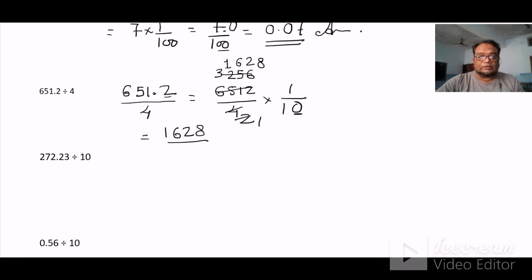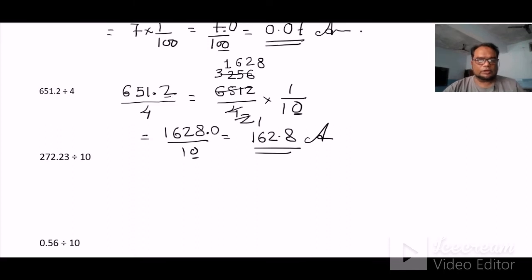So we got the value 1628 divided by 10. So here is the value, the decimal is at the end. You can write it like that. So the decimal is shifted 1 digit to the left hand side. So the answer is 162.8. Hope you understand this. Let's move towards the next question.